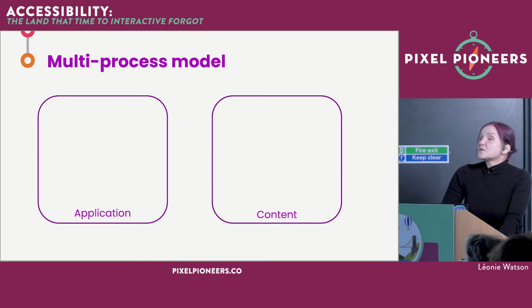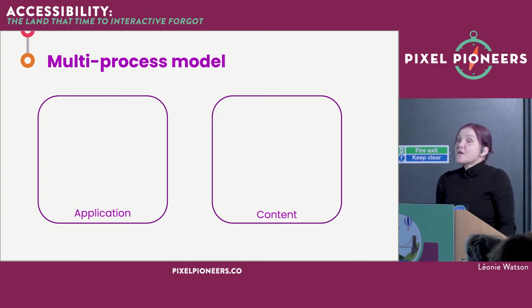These are the two I want to focus on because they're the two that are most important in terms of performance. It's the content process where the critical rendering path happens, and therefore it's the content process where the accessibility tree gets built as well.